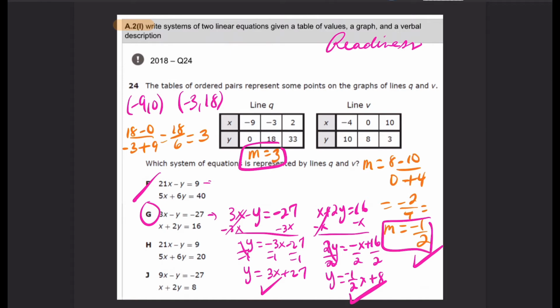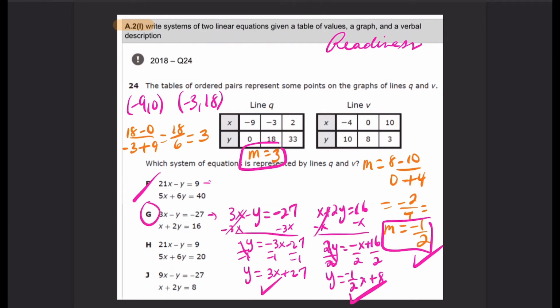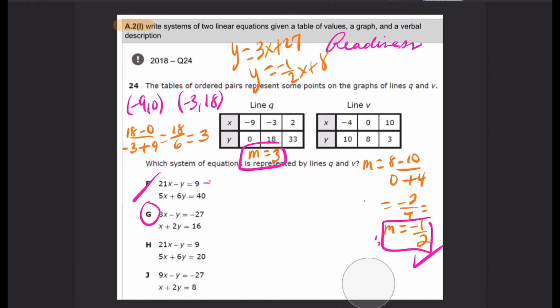So let me erase both of these. And notice that I selected my answer just by looking at the slope. Well, here, let me write those down just in case I'm going to double check on my calculator. So for H, I'm going to try the first equation. Notice that it is very similar to F, so I already know that's not going to work.